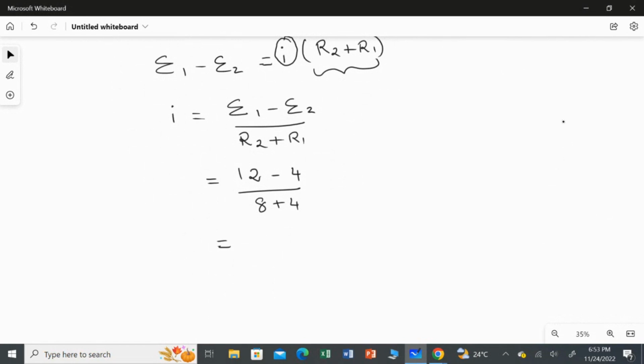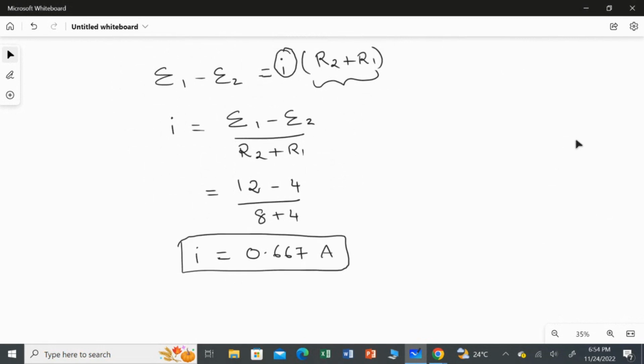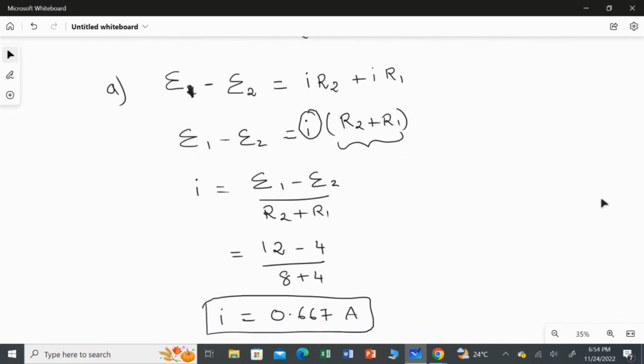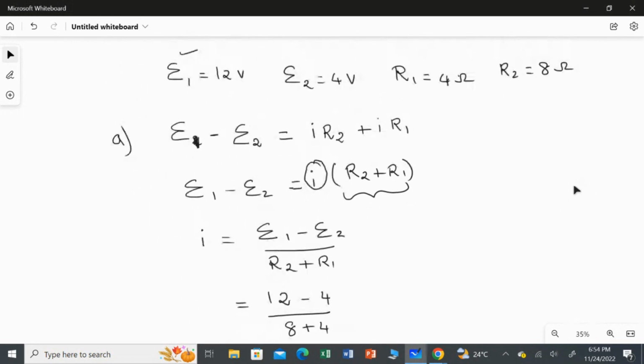The answer is 0.667 ampere. So what is the current in the circuit? The current in the circuit is 0.667. So that is the answer for the first question. Clear? Okay.